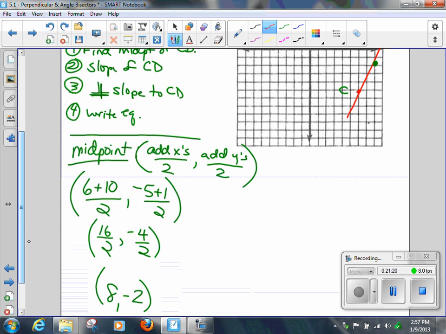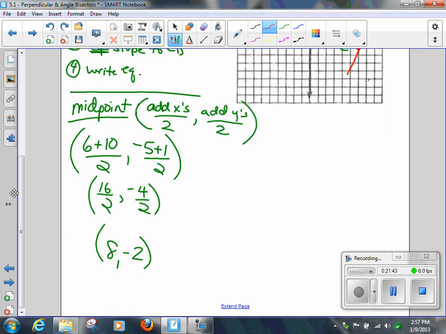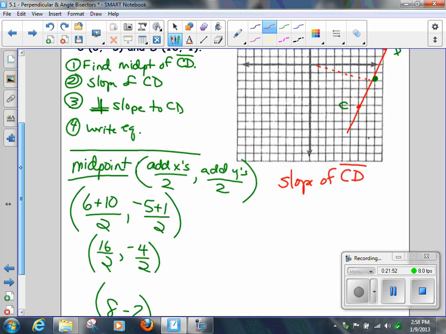Now, our perpendicular bisector has got to come like that right there, because it has to do two things. It's going to bisect that segment CD at that midpoint we just found, and it's going to be perpendicular, forming that 90-degree angle at that line CD. So the first thing we have to do is find the slope of segment CD. Folks, this is the point where we can count the rise over run. That's what I prefer.